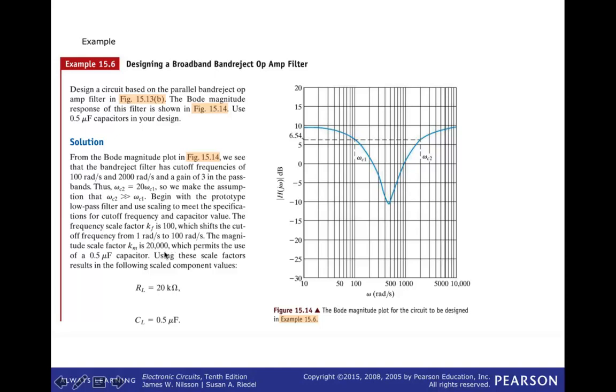So to solve for the magnitude scaling factor, we have to use that equation that tells us that the new capacitance is 1 over KFKM times the old capacitance. So to get the new capacitance to be 0.5 microfarads, we find that the magnitude scaling factor is 20,000. That then enables us to determine what our low pass resistor value will be, and it'll end up being 20 kiloohms. So to use a 0.5 microfarad capacitor, we need a 20 kiloohm resistor, and then that should give us a cutoff on the lower end of 100 radians per second.